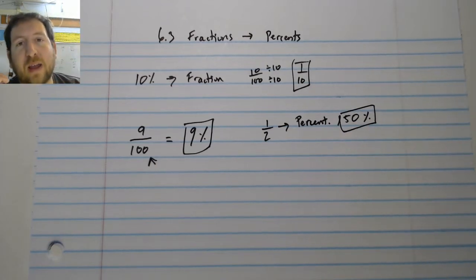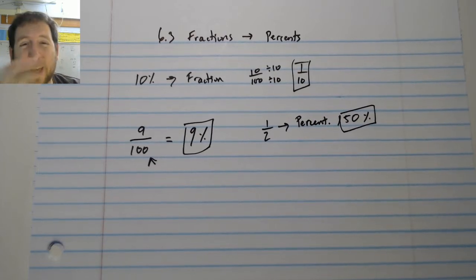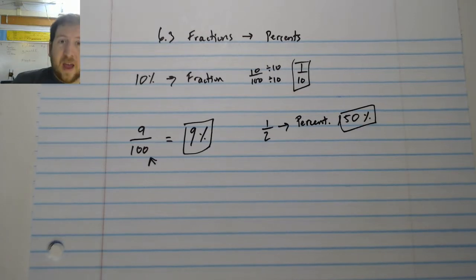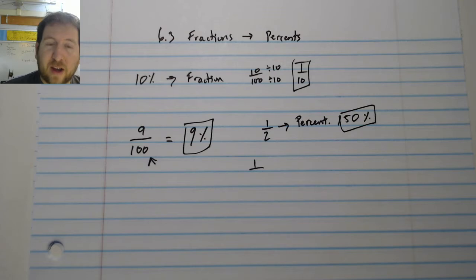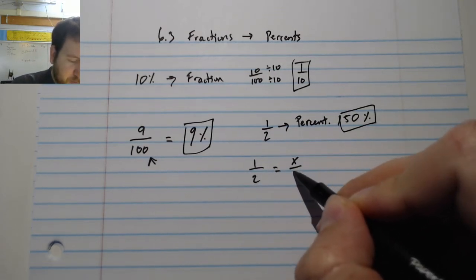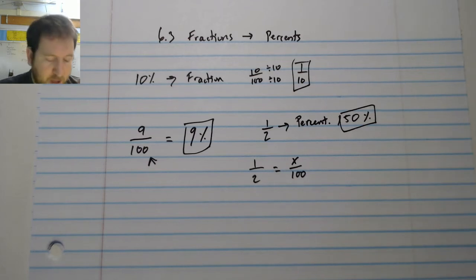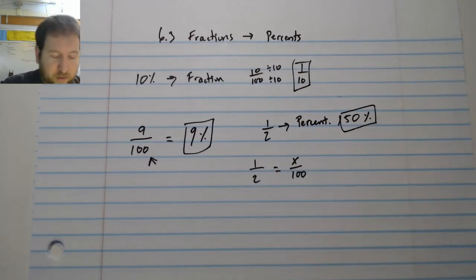But I want to show you a different way that we can solve it using our cross multiplication products that we've been talking about in our similar ratios. So that's what I'm going to do. I'm going to set up a proportion so that I can solve it. 1/2 equals x over 100, because I'm saying, how can I write 1/2 as something over 100?